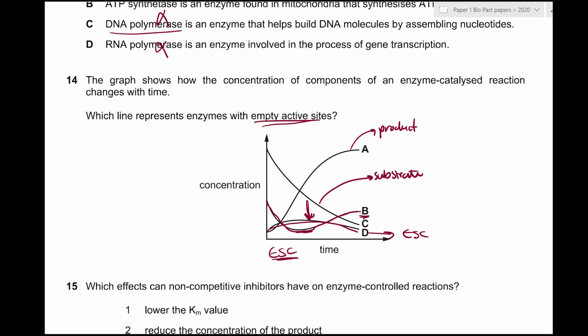Therefore, B must be the concentration of enzymes with empty active sites, because it decreases here at the peak of the reaction and then increases again. Because the number of empty active sites at the beginning is going to be the most and at the end is going to be the most. Therefore, the answer is going to be B.